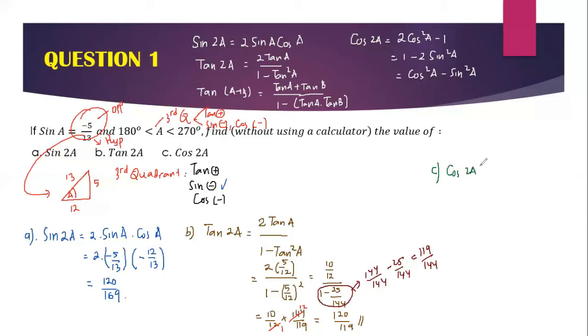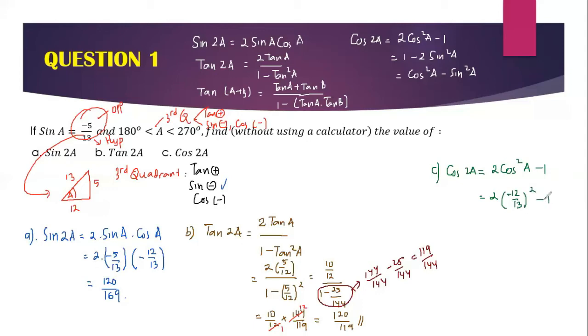Cosine 2A, so you can choose this one or this one or this one. You can choose only one formula because the answer will be the same. Equal to 2 cosine square A minus 1. Cosine A is minus 12 over 13, right?